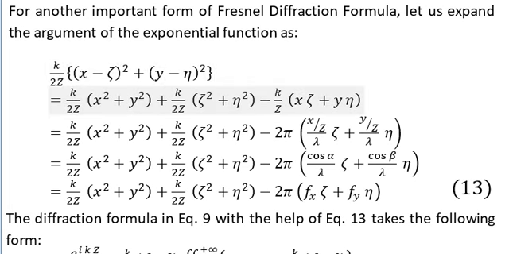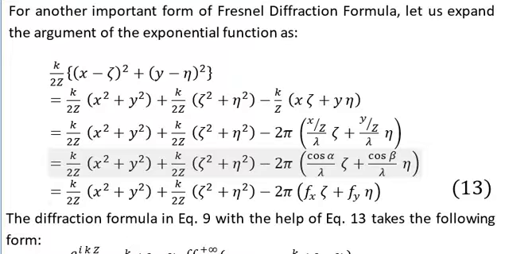So you see that this is a symbolic mathematical expansion. We have expanded it, and in the last row we have equation number 13. But before that, in the third row, we have introduced x over z, because we have written k is equal to 2 pi over lambda, and we have sent lambda inside the parentheses. We have divided x by capital Z, and similarly y by capital Z, and we have replaced x over capital Z by cos of alpha, because cos of alpha is the direction cosine, and y over z is represented by cos of beta, another direction cosine parameter.